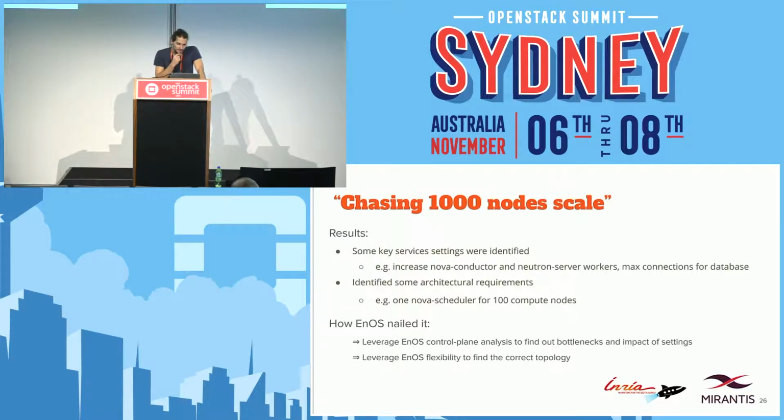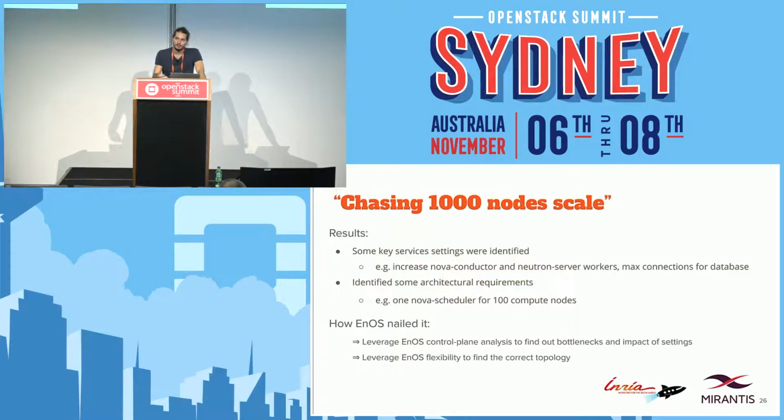What is interesting is that this leveraged the fact that EnOS is able to analyze the control plane using Rally to identify bottlenecks. And we were able to change easily some settings thanks to Kolla and to redeploy, and check the impact of the changes on the settings and on the topology to reach this goal of 1,000 nodes.